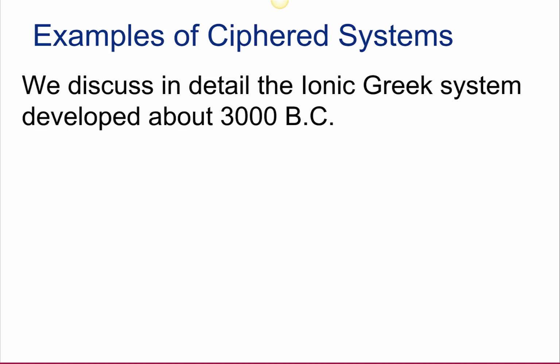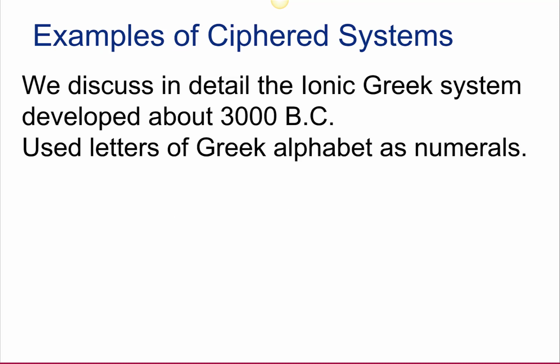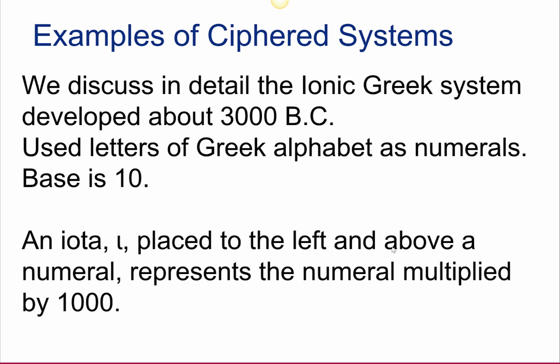Examples: we're going to study the Ionic Greek system that was developed about 3000 BC, and it used the letters of the Greek alphabet as the numerals with a base of 10. And it also has a multiplicative feature where the symbol iota placed to the left and above a numeral represents that numeral multiplied by 1000, similar to Roman numerals.